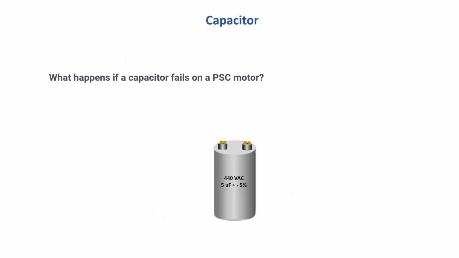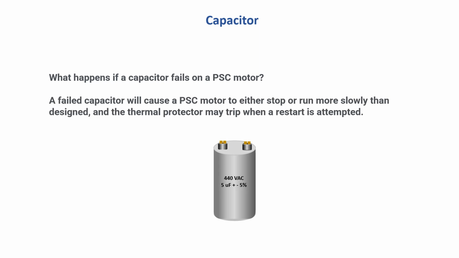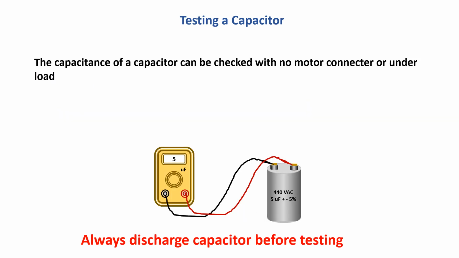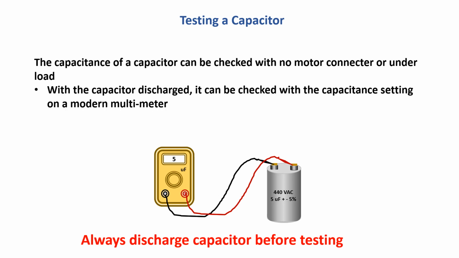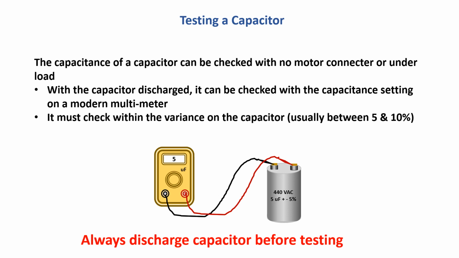What happens if a capacitor fails on a permanent split capacitor motor? A failed capacitor will cause the PSC motor to either stop or run more slowly than designed, and the thermal protector may trip when a restart is attempted. The capacitance of a capacitor can be checked with no motor connected or under load. With a capacitor discharged, it can be checked with the capacitance setting on a modern multimeter. It must check within the variance on the capacitor, usually between 5 and 10%.